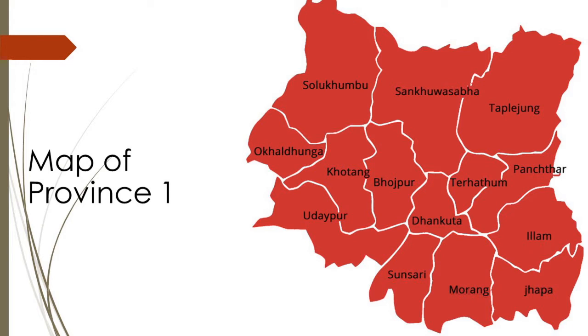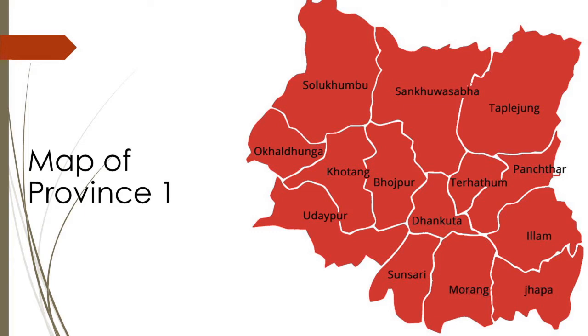All right, and there are altogether 14 districts. You can see there: Taplejung, Panchthar, Ilam, Jhapa, Morang, Dhankuta, Solukhumbu, Bhojpur, Sunsari, Udayapur, Okhaldhunga, Sankhuwasabha. All right, these are altogether 14 districts.